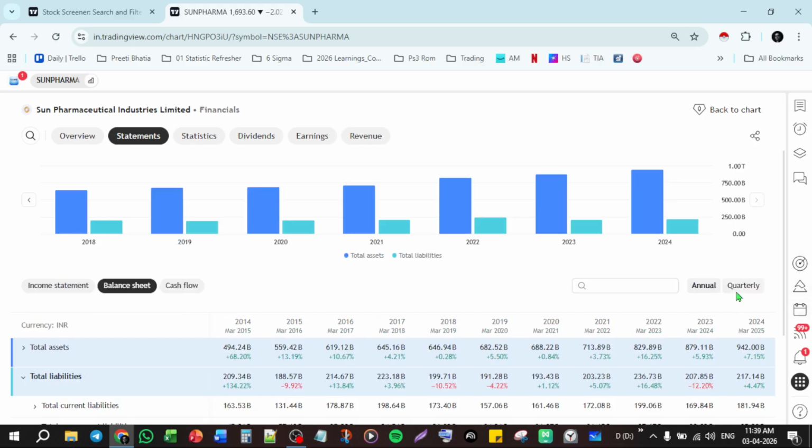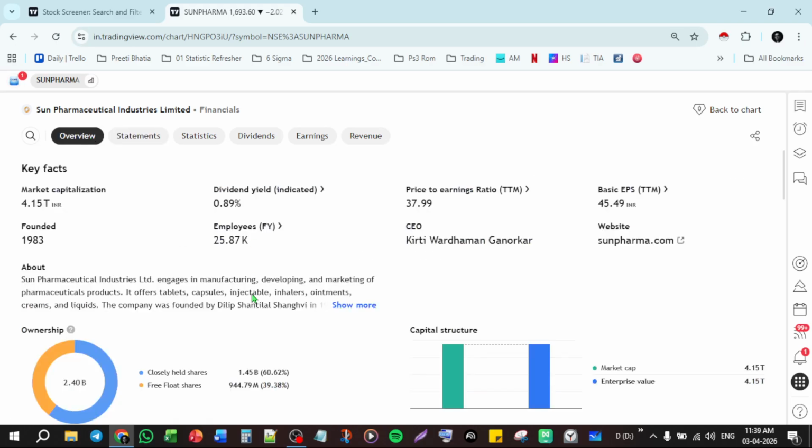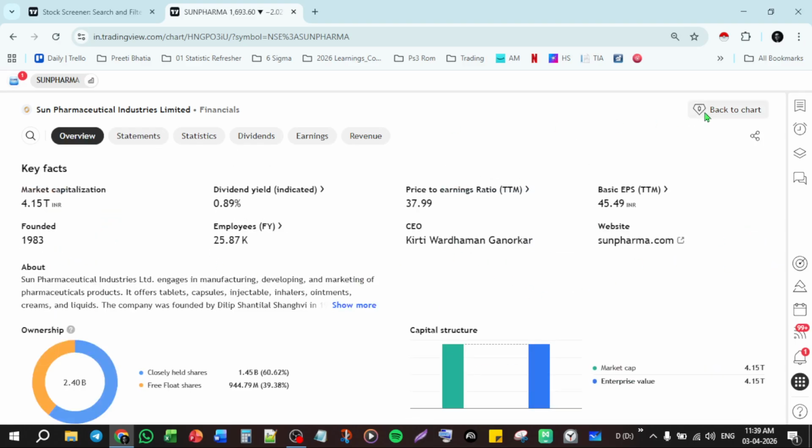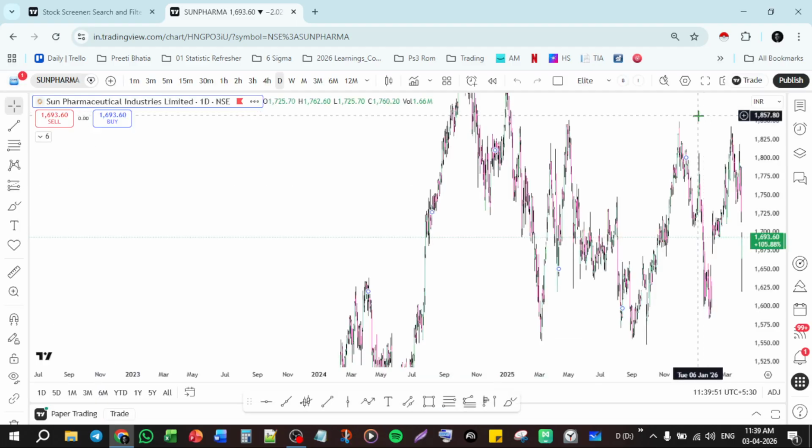I'm not reading quarterly. So now I know this company is a good company. Over here also there's hardly any debt actually. The enterprise value is also nice. I know I have a good share. My first problem is solved.